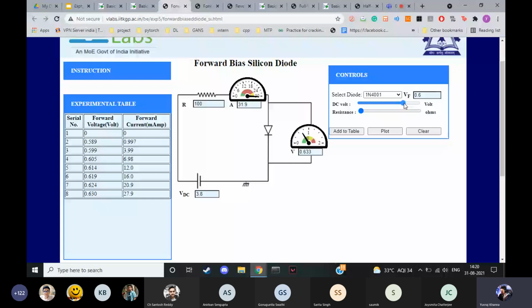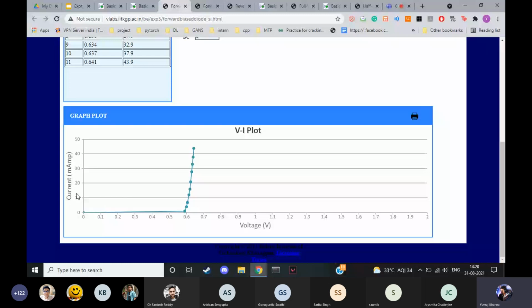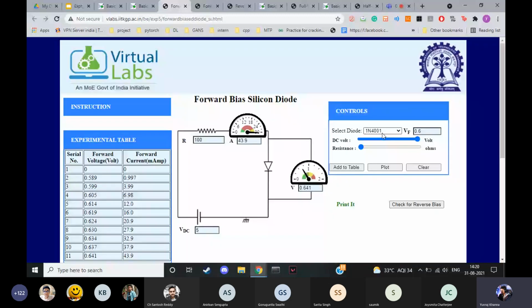Once you have taken some values, you just click on plot to get the graph. Here, as you can see, the cut-in voltage is very close to 0.6. So this is for the forward bias. Similarly, you can do it for different diodes. Different diodes will have different cut-in voltages, so keep that in mind. So this is for the forward bias silicon diode.